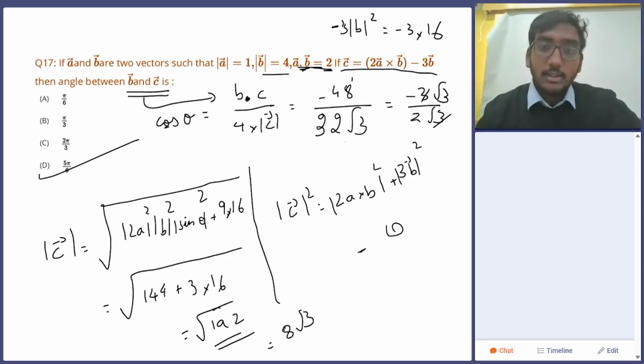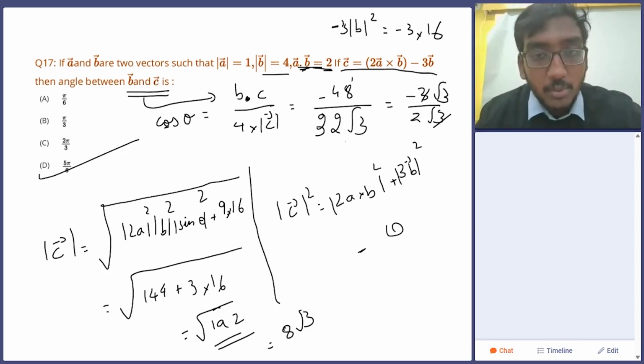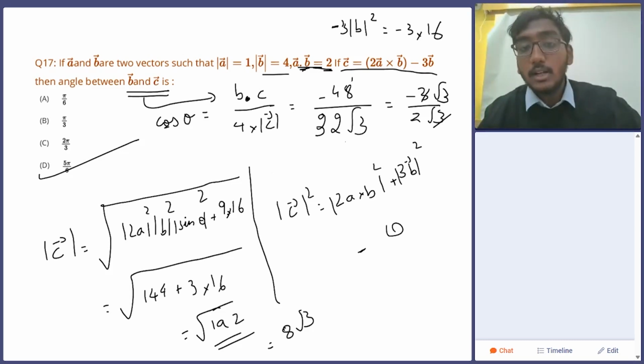First, what you did, you just use this formula to determine the value of cos theta, right? And you have to evaluate this also. For that, two things are required: b dot c is required and mod c is required.